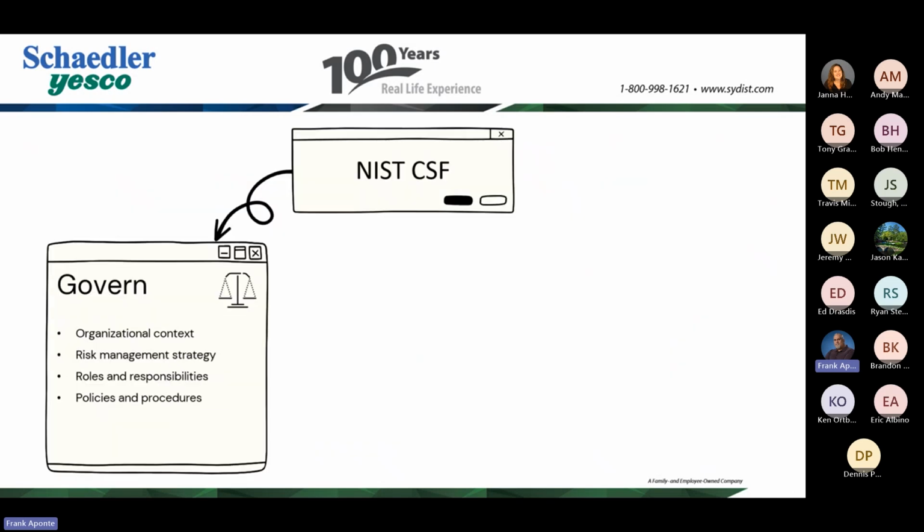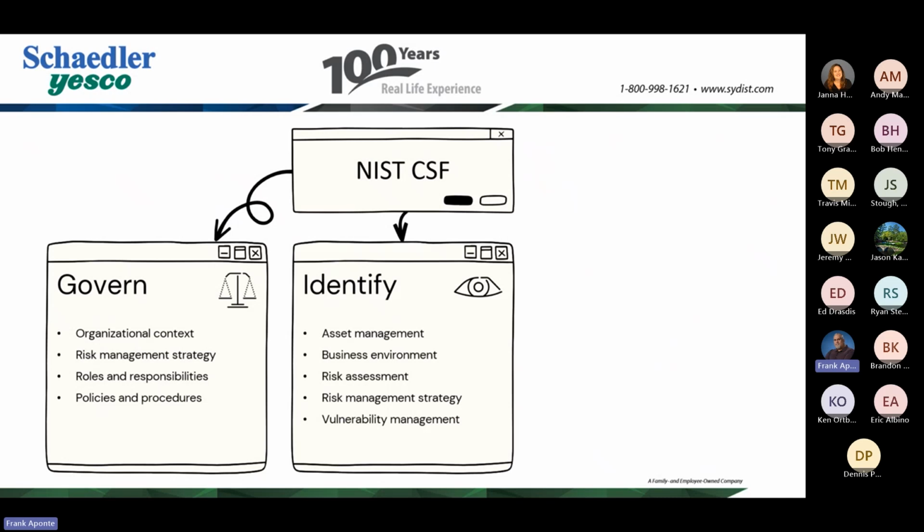So governance is the organizational context, risk management strategies, roles, responsibilities, policies, and procedures. So what are we doing? Who's in charge of it? Who's responsible for it? Those sorts of things.